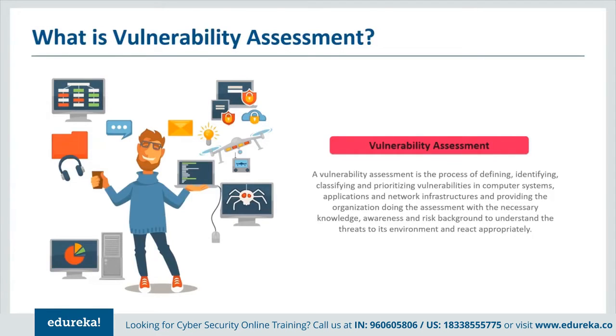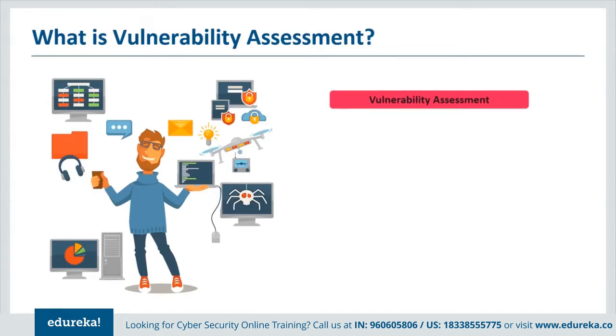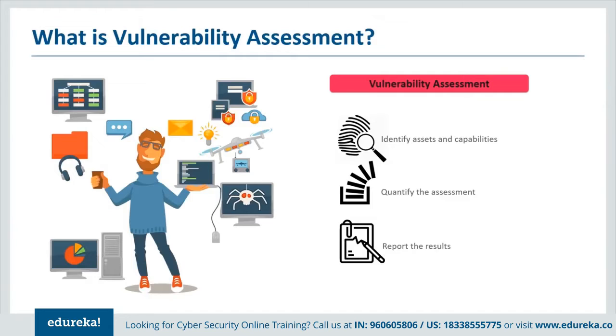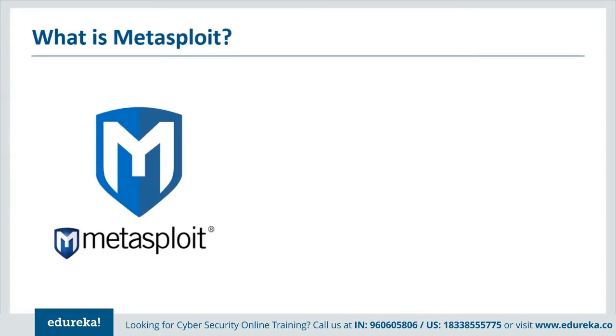So vulnerability assessment has three steps. The first step is identifying the assets and the vulnerabilities of the system. The second step is quantifying the assessment. And the third is reporting the results. Now, vulnerability assessment is only a small part, and pen testing is an extended process of vulnerability assessment. Pen testing, or penetration testing, includes processes like scanning, vulnerability assessment in itself, exploitation research, and reporting whatever the results are. So, in the industry, one of the most widely used frameworks for penetration testing is Metasploit.